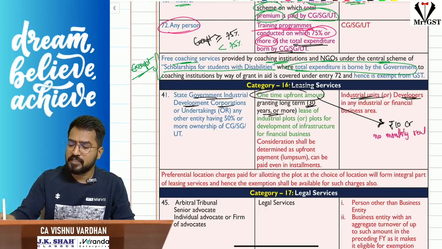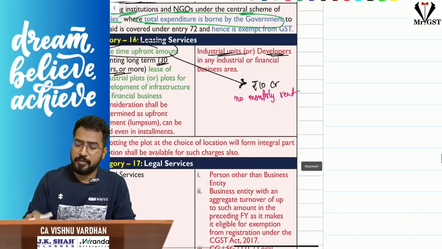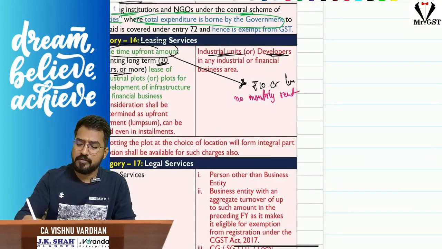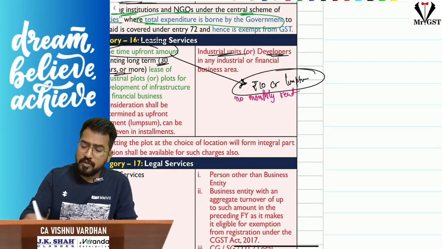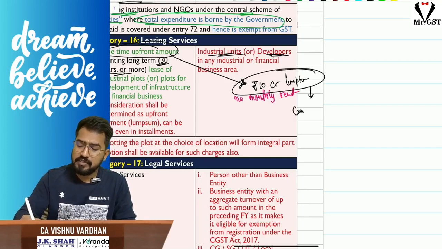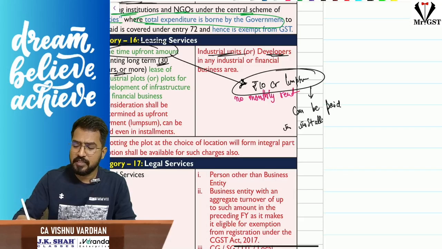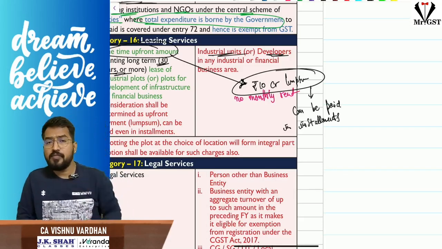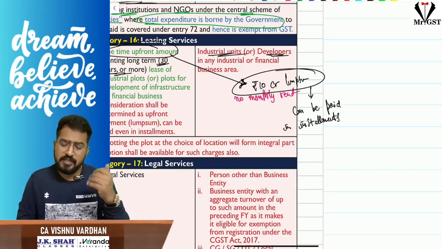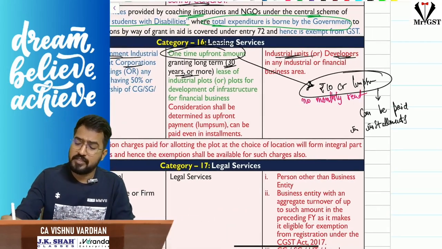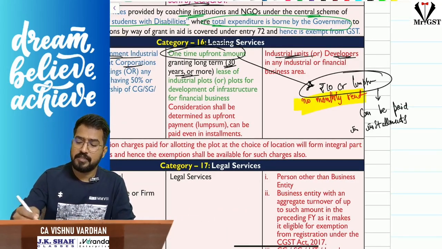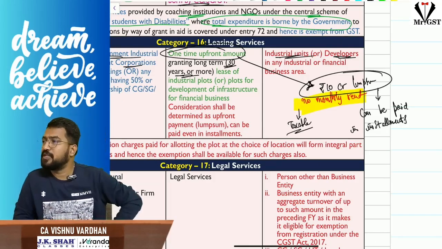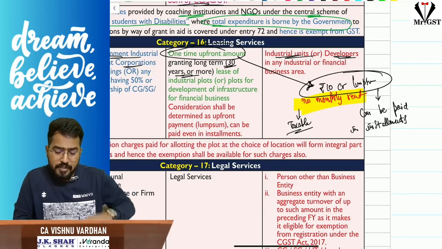If it is monthly rent, it is taxable. No monthly rent, 10 crores, full upfront payment, 10 crore lump sum payment, for your understanding. He can pay this 10 crore lump sum payment in installments. Please understand that, it can be paid in installments. Are you understanding the point? But no monthly rent should be there. If monthly rent is there, then it will become taxable. Hope it is clear for you. Right? So that is what the point.